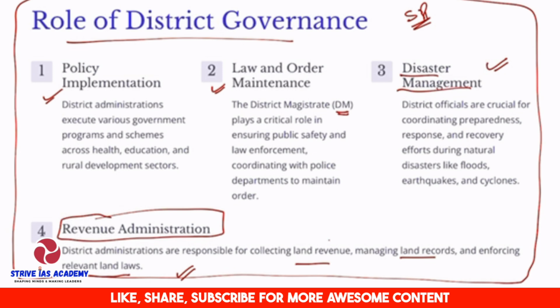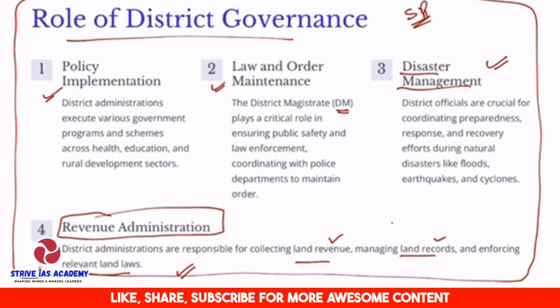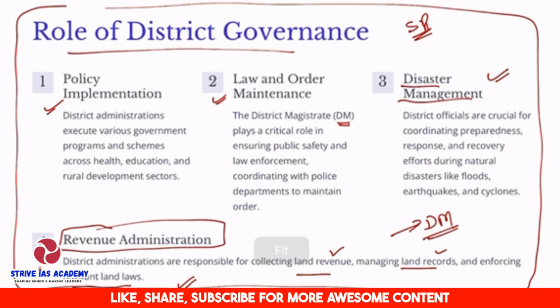But there are many challenges that the current district governance is facing. For example, when a person has to get his land revenue corrected, or there is some discrepancy in the land records, what he actually has to do is move to the district magistrate, the DM, for getting those issues resolved.